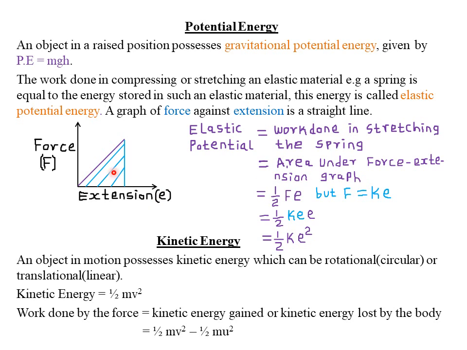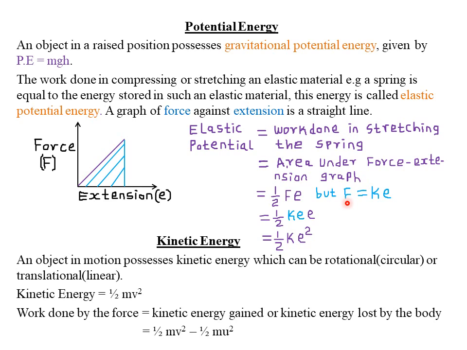Then in this case, the area is the area of a right angle triangle, which is given by a half base times height. In this case, our base is E, that is the extension, and our height is F. Remember, the height is actually F, and the extension, which is our base, is denoted by E. Therefore, the area is equal to a half base times height, which is a half force times extension.